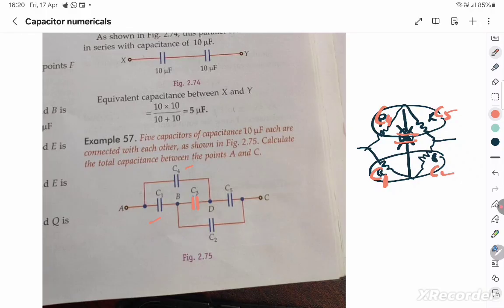Okay, so when they are all proportional, they're all of capacitance C. There are 5 capacitors, all of 10 microfarad. C4 and C5 are in series, and C1 and C4 were originally in parallel. So this is C1, and this is C4, and this is C3, and this is C5.